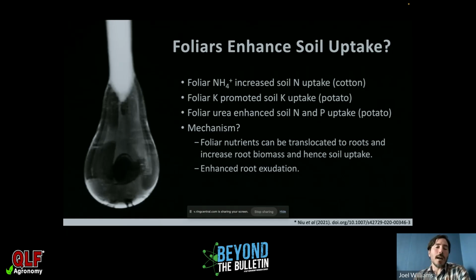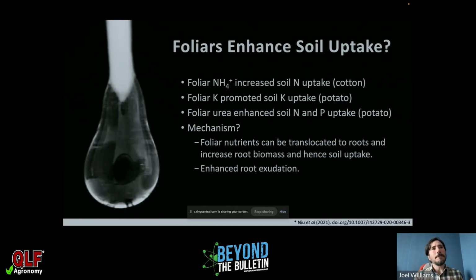And here's a couple of quick examples of this. Foliar ammonium has been demonstrated to increase the uptake of nitrogen from the soil. Foliar potassium has been demonstrated to increase potassium uptake from the soil. Foliar urea, enhancing soil nitrogen and phosphorus uptake. Okay, so that's really all we're trying to do with the foliar.